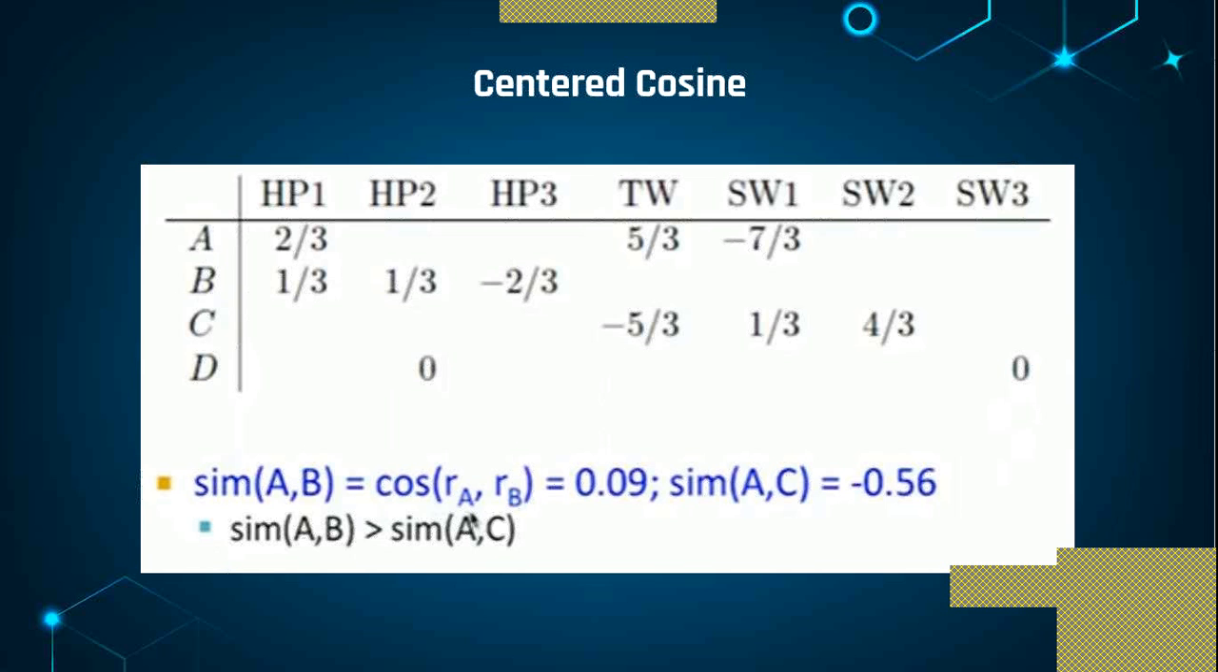Okay, so the centered cosine also proves that the similarity between A and B is greater than the similarity between A and C. Hence we proved that the similarity between the two users, user A and B, is greater than the similarity between user A and C by the two formulas, that is the cosine similarity formula and the centered cosine similarity formula.